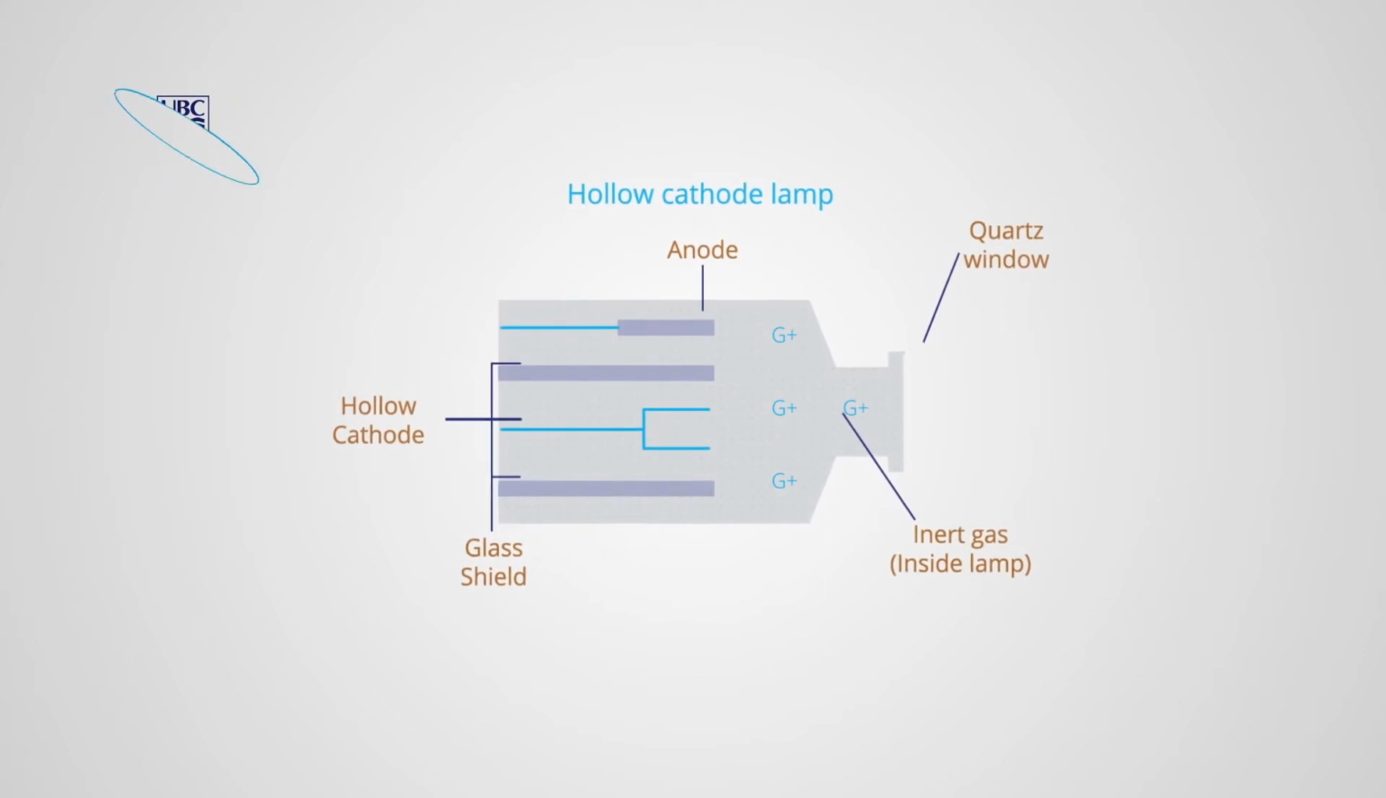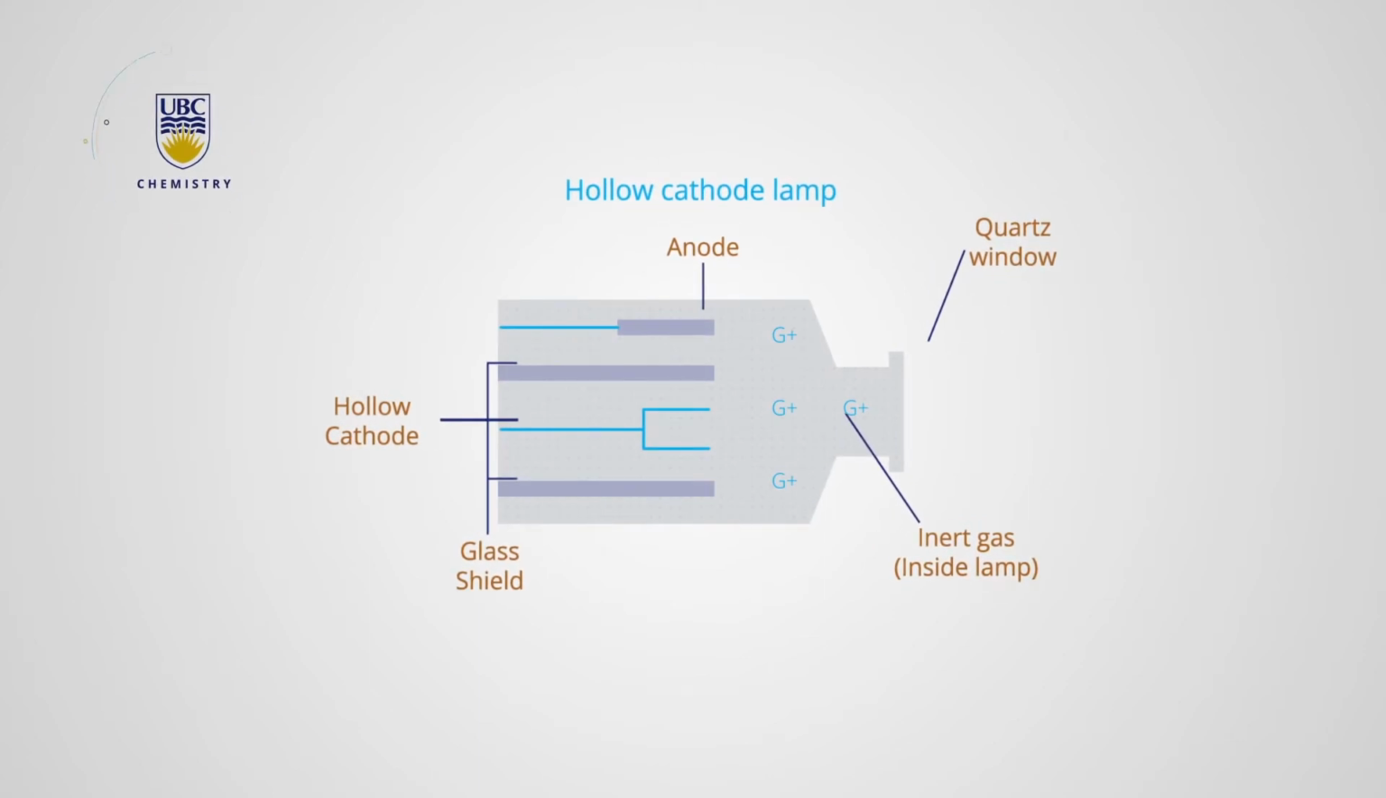When a voltage is applied to the HCL, the inert gas inside is ionized. These ions then accelerate into the metal cathode, sputtering atoms from the cathode. The sputtered atoms then collide with other particles or atoms, leading to electronic excitation. The excited atoms emit photons as they return to the ground electronic state. The photons travel through the quartz window and are reflected towards a rotating chopper.